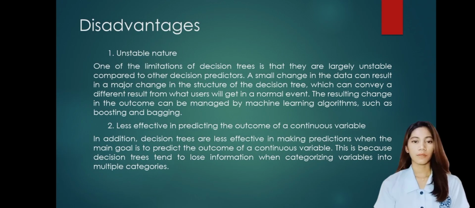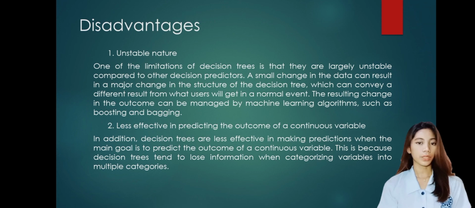And these are the disadvantages of decision trees. Unstable nature. One of the limitations of decision trees is that they are largely unstable compared to the other decision predictors. A small change in the data can result in a major change in the structure of the decision tree, which can convey a different result from what users will get in a normal event. The resulting change in the outcome can be managed by machine learning algorithms such as boosting and bagging.